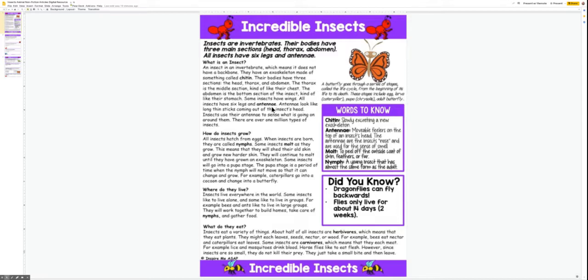Okay, so let's pause right here and go to this word antenna. Movable feelers on the top of an insect's head. The antennae are the insect's nose and are used for the sense of smell. So it's like their nose. Okay, let's come back to our article.